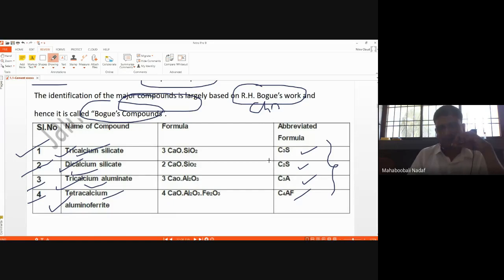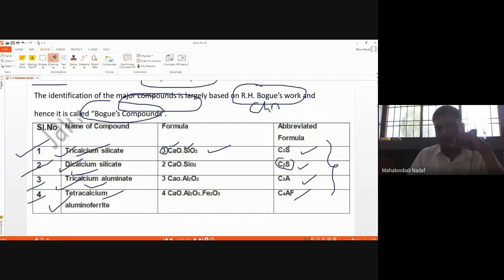So the chemical formula is like this. C3S means what? C means CaO, calcium oxide. S means SiO2. So C3 means calcium oxide is present three times, three molecules, and only one S is there, so one molecule of SiO2. C2S is dicalcium silicate. Here C means calcium oxide, S means silicon dioxide. So C2 means what?